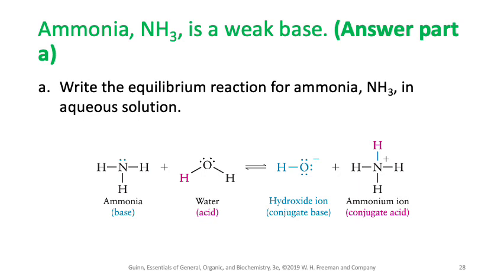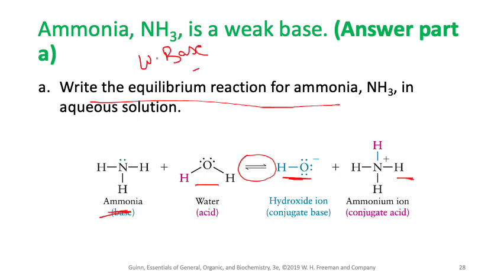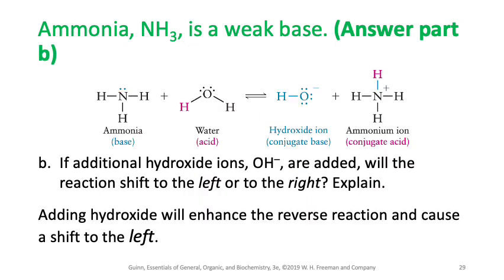So problem 1 says, write the equilibrium reaction for ammonia. So this is your ammonia, reacting with water. We have hydroxide ion and ammonium ion with an equilibrium sign in between, because ammonia is a weak base, right? So we have already done the equilibrium reaction for ammonia. Let's go to the next slide and try to solve the other part of the question.